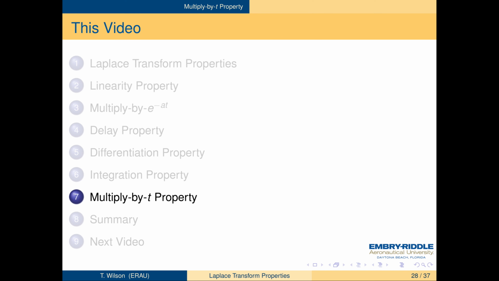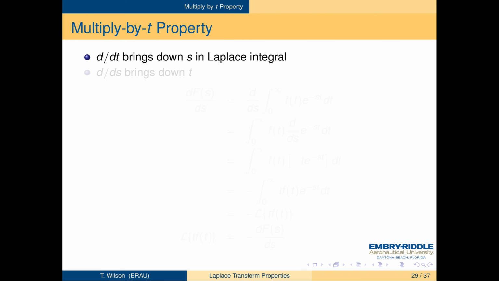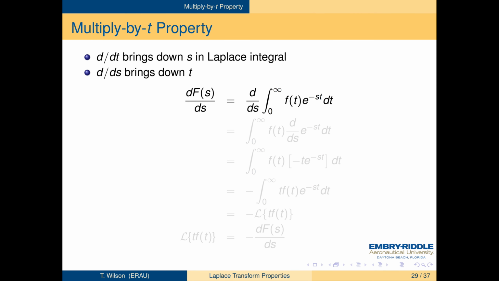Multiply by t property. If differentiating e to the minus st brings down an s in the Laplace integral, we can bring down a t by differentiating with respect to s. This is how we find the multiply by t property. Differentiating the entire Laplace integral with respect to s, we take the derivative into the integral and apply it to e to the minus st to pull down minus t.